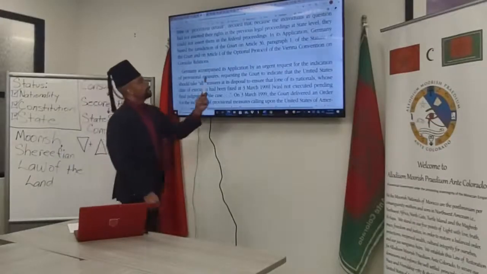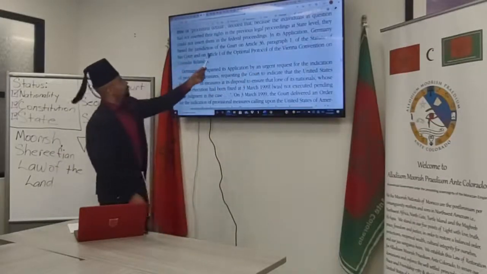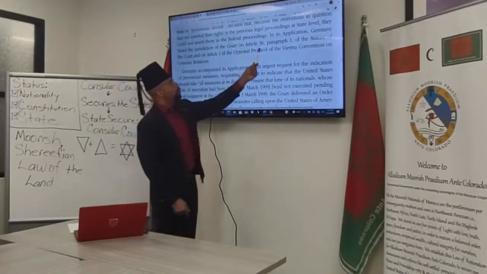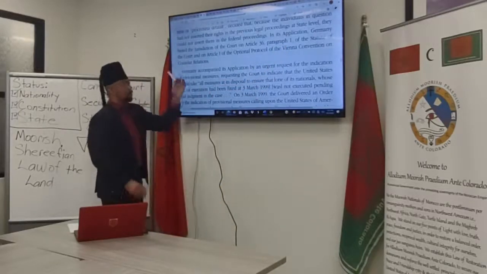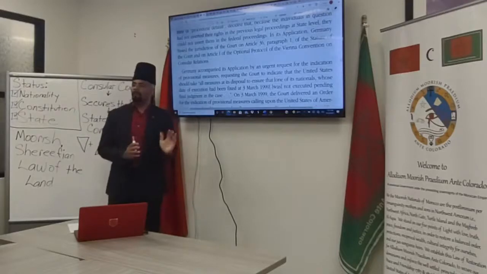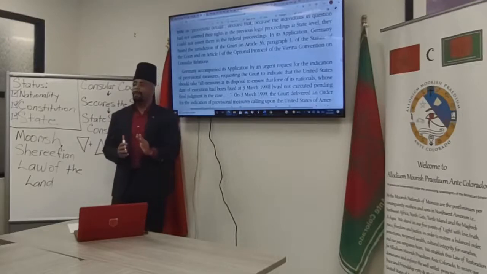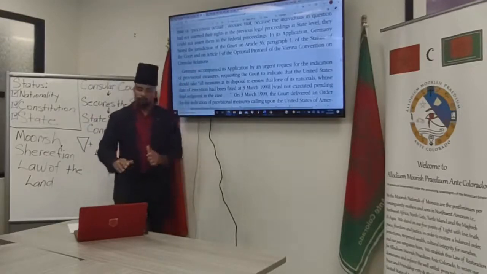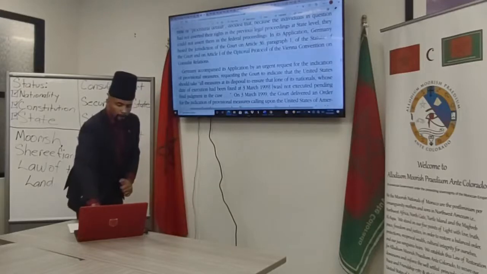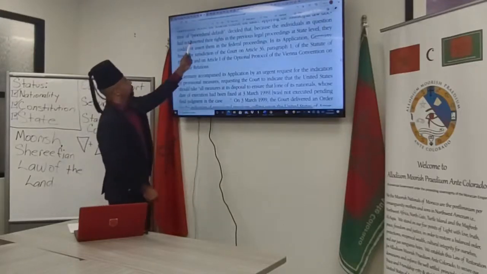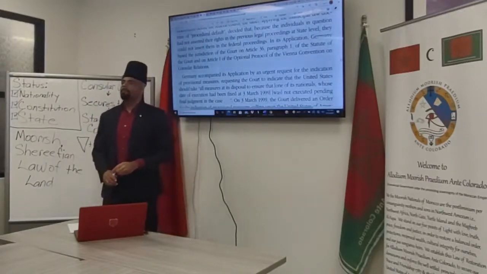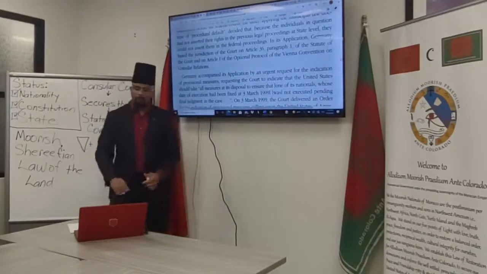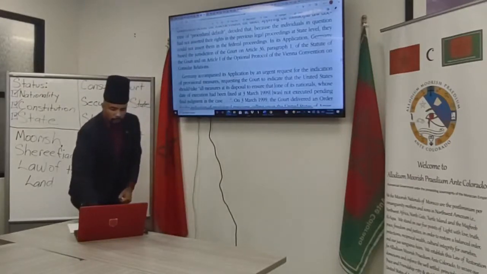Okay, here we go. In its application, Germany based the jurisdiction of the court on Article 36, paragraph 1 of the statute of the court. Listen, more than home, there's two documents we're going to go over. One, we're going to go backwards and look at what they call this procedural default, okay? Then we're going to get into the statute of the court, Article 1. So let's go back a little bit. This word right here: what is procedural default? State of Arizona pulled this out the bag. The feds pulled this out the bag. They've created a statute called what? Procedural default. What is that?